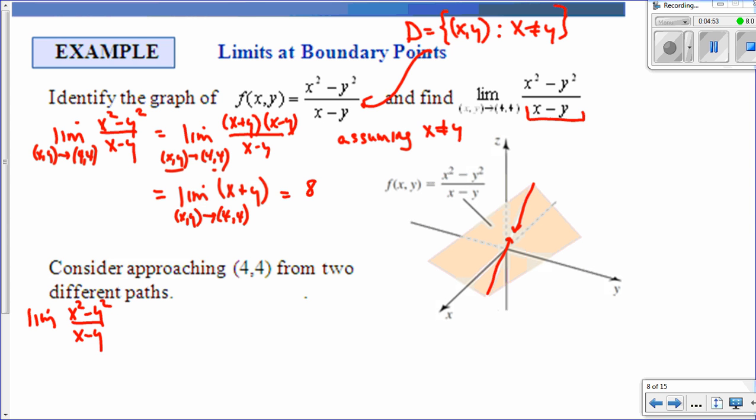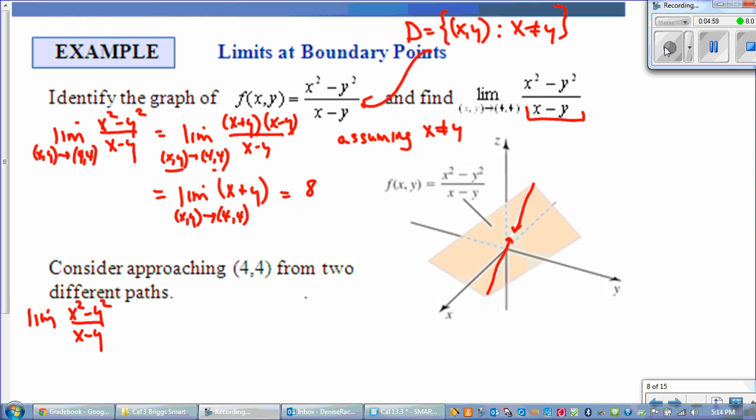Where I'm not approaching (4, 4) along the line y equals x. So let's look at the domain just as an xy plane. We're trying to approach the point (4, 4). We want to approach this point, which isn't in the domain. And notice the domain is all the points so that x is not y. So the domain is everything except points along this line.